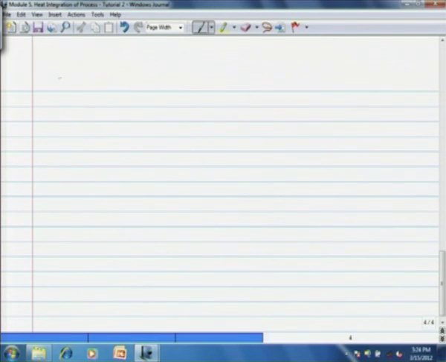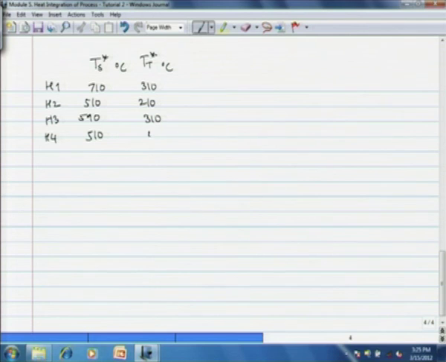For H1, the shifted supply temperature Ts star is 710 degrees centigrade, and the shifted target temperature is 310, 10 degrees decreased. Then H2 is 510 and 210, H3 590 and 310, H4 510 and 343. All temperatures are decreased by a factor of 10.